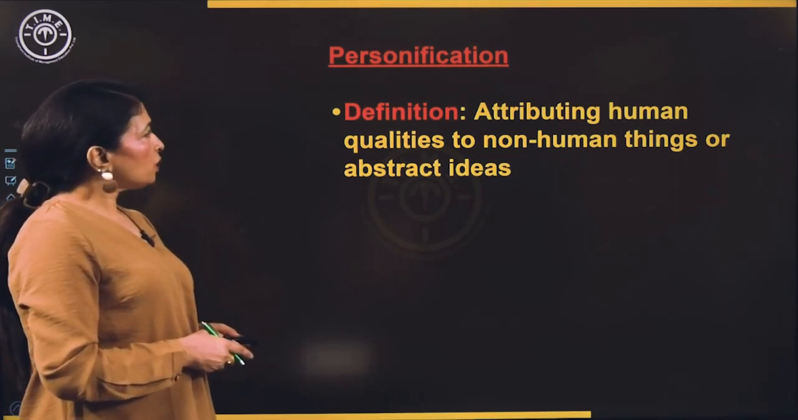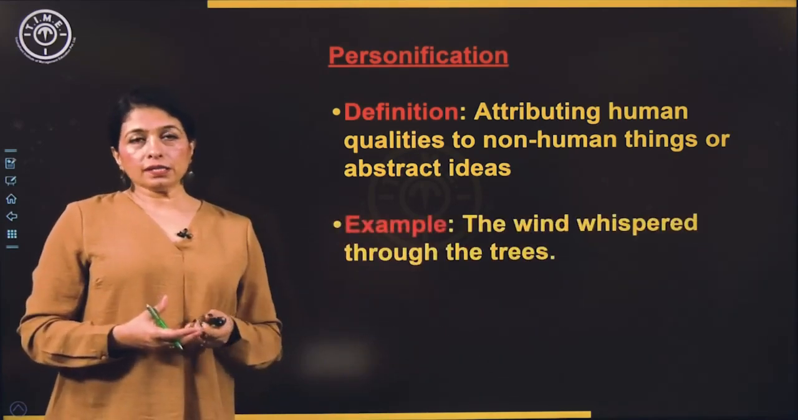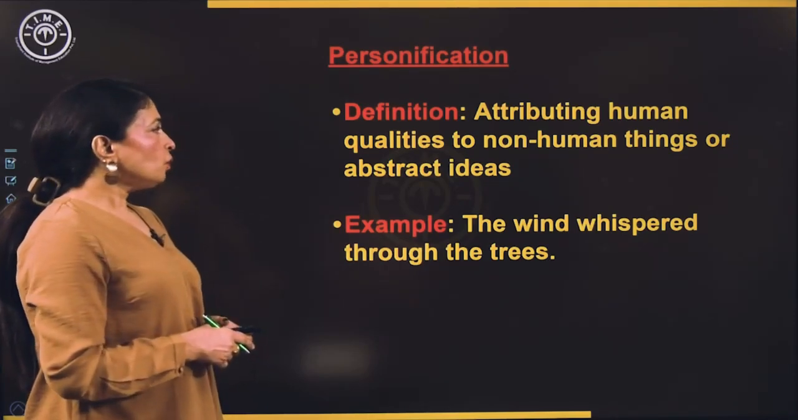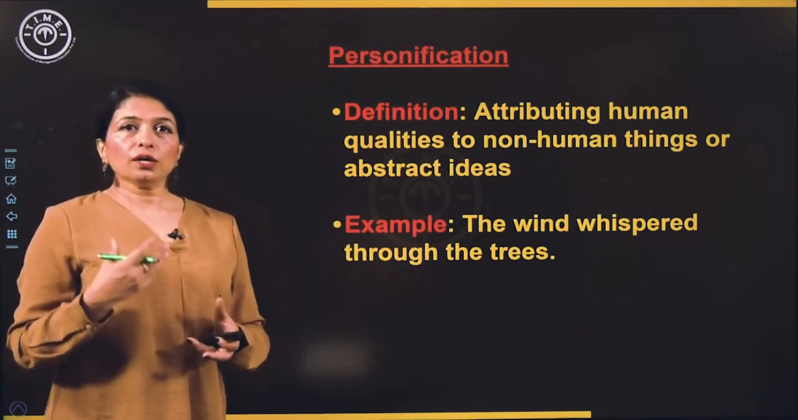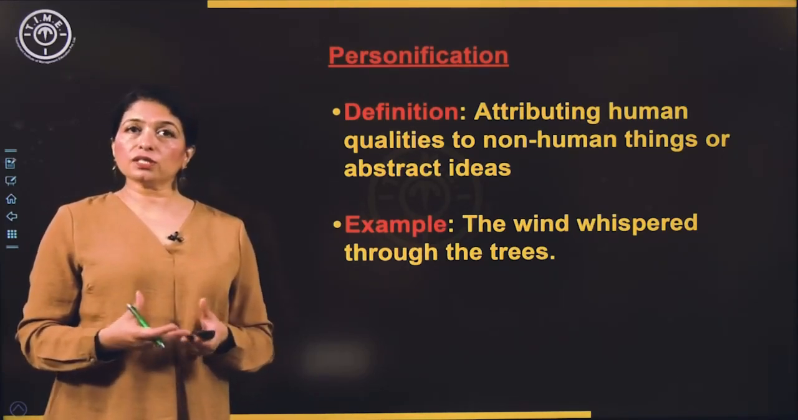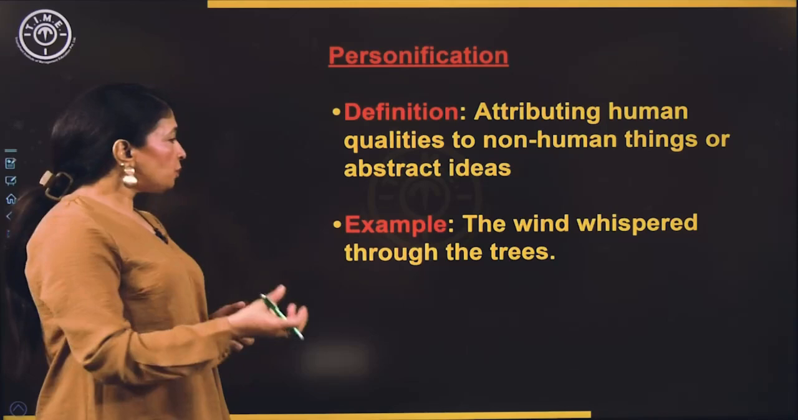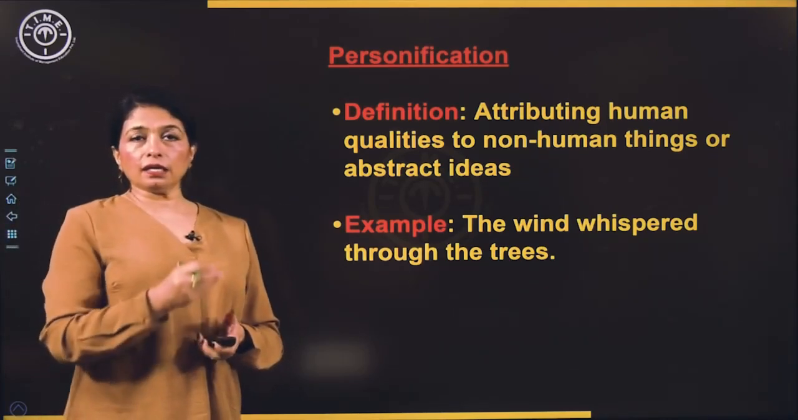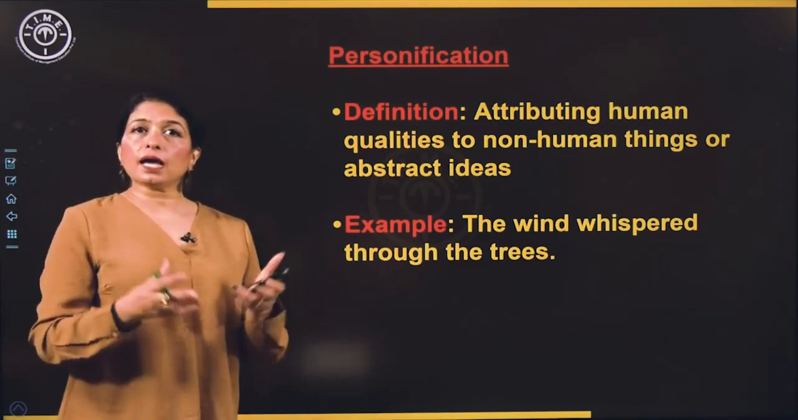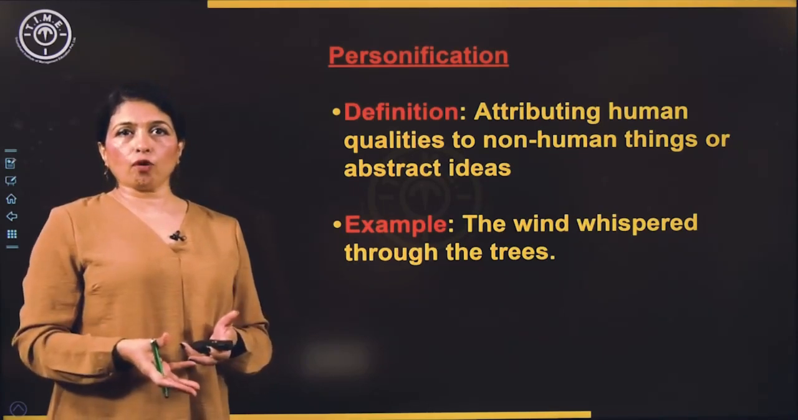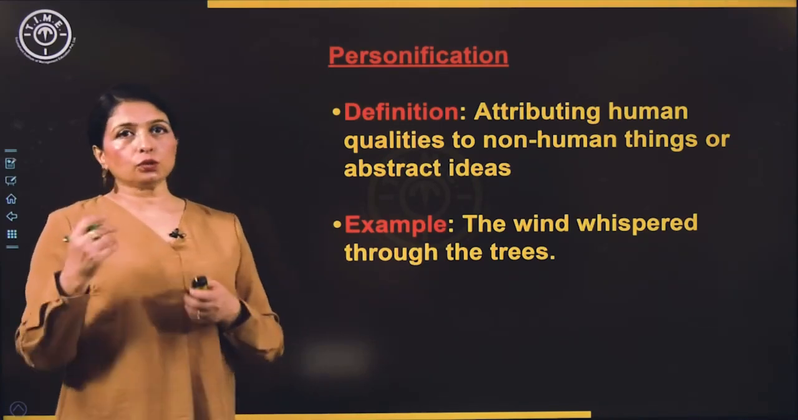Personification is attributing human qualities to non-human things or abstract ideas. Now, this example will help you understand things better. The wind whispered through the trees. Wind is not a human being, so it cannot have human-like characteristics or qualities, but as you find here, the wind is said to be whispering through the trees. This tells us that in this sentence, the author has given wind, which is an otherwise abstract entity, a human-like form or a human-like trait, and that is why the author says the wind whispered through the trees.